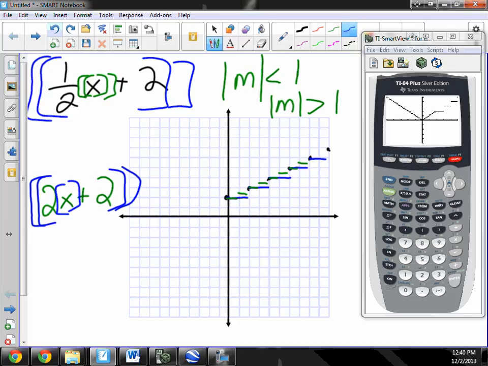So I don't recommend that you memorize those rules. I recommend that you find the function and you graph it. You just guess. If you don't get it right, then you switch the brackets and graph it again.